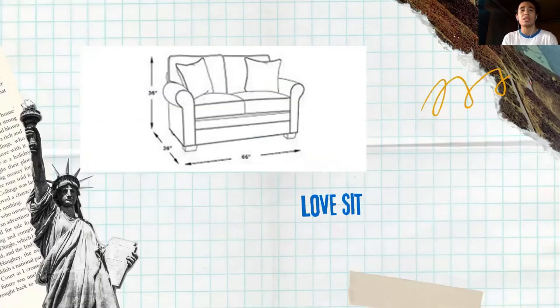A love seat. This is a two-seater sofa for couples or not a large family. This is just a two-seater sofa. So again, that's the measurement of the sofa. So let's move on.